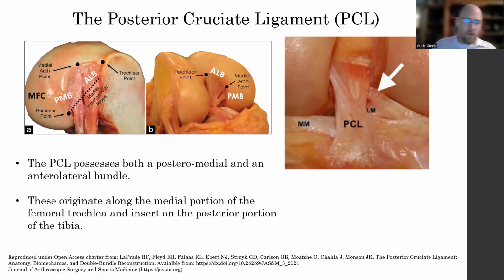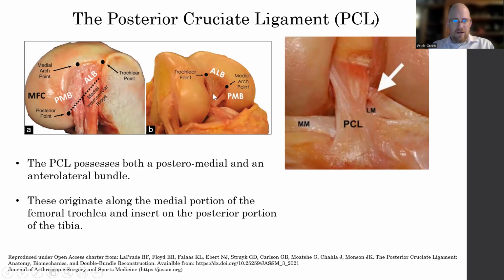Okay, now one thing you'll notice, if you look at this picture up here on the top left, is that for the purposes of illustration, they've cut this tibia in half lengthwise with a saw, right? So what they want to show you here is the origin of the PCL along the medial aspect of the intercondylar notch of the femur, right?